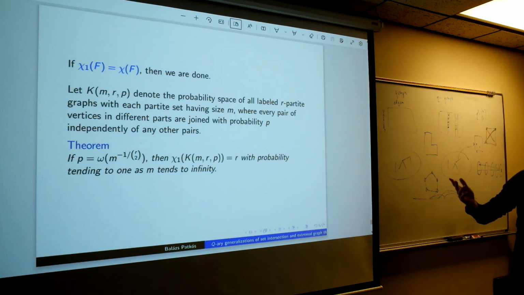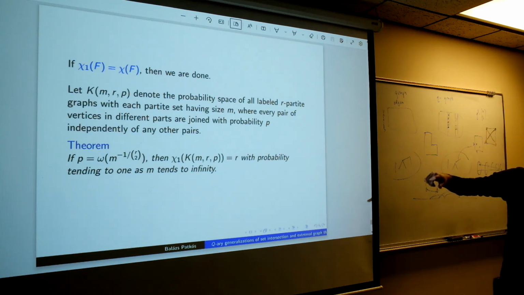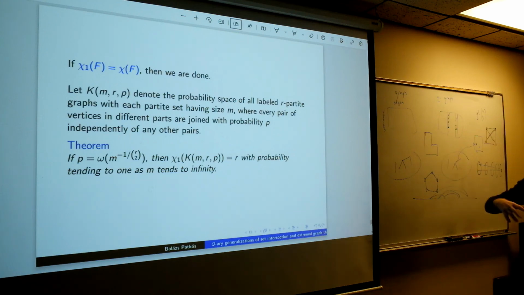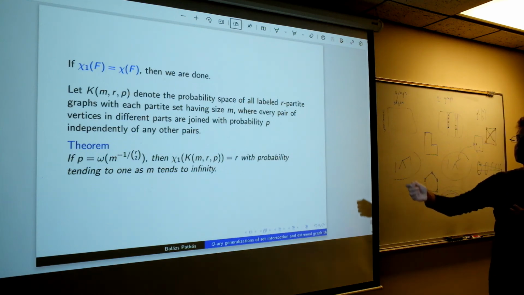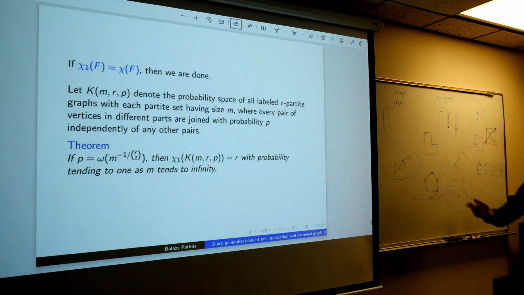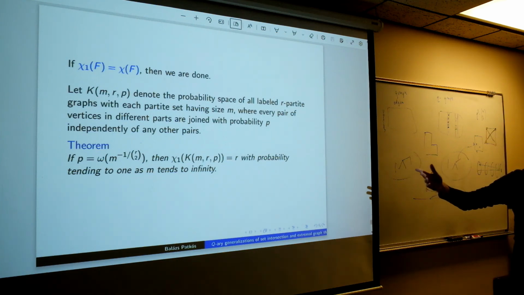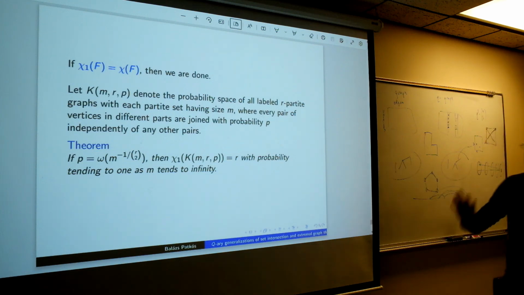And the not very natural thing is that I consider that all the color classes have size M, which tends to infinity. And between any pair of vertices from two different parts, I connect them with an edge with probability P and do not connect them with probability 1 minus P. And then, of course, it will be a random graph. So every such subgraph of this complete R-partite graph with all part sizes M will have some probability. And the claim is that if M tends to infinity, then with probability tending to 1, this robust chromatic number will still be R if P is not very, very small, but that doesn't matter.